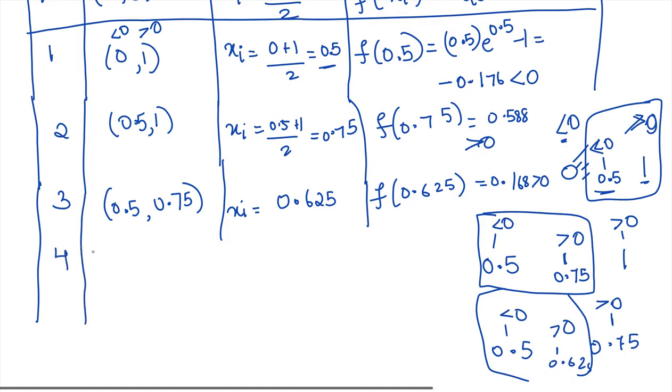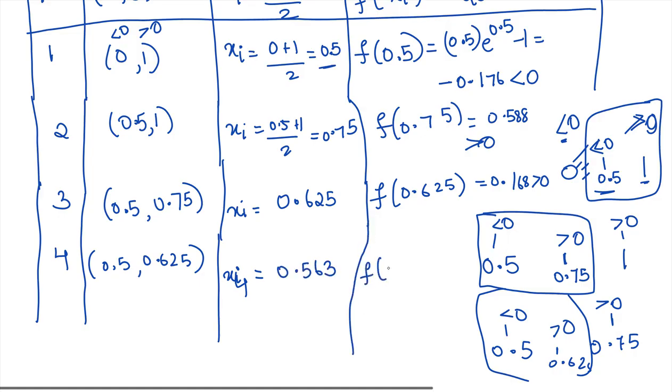So now the fourth one is 0.5, 0.625. And what would be our xi? Actually, since i is 1, here we should write it as x1, x2, x3 and x4. So x4 is 0.5 plus 0.625 divided by 2, which gives us 0.563. I am rounding to 3 decimals as mentioned in the question. Now what is f of 0.563? This is minus 0.011, which is less than 0.